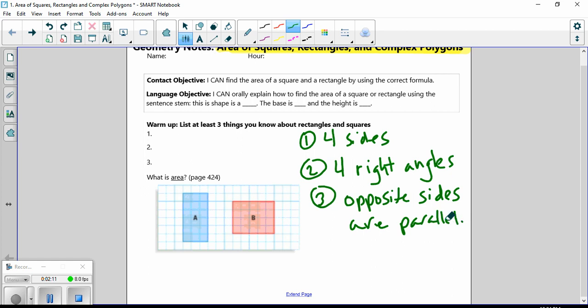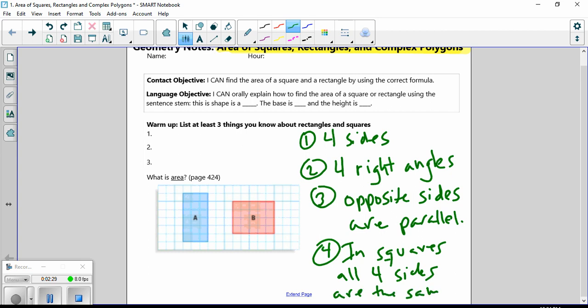And actually, if you want a 4th fact, in squares, all 4 sides are the same. Okay, so those are some facts that I thought of that would be important for us as we go through this lesson. So take a minute, compare your facts, what you have written down, see if yours match mine. And I'm going to clear this just so I have more room to write.